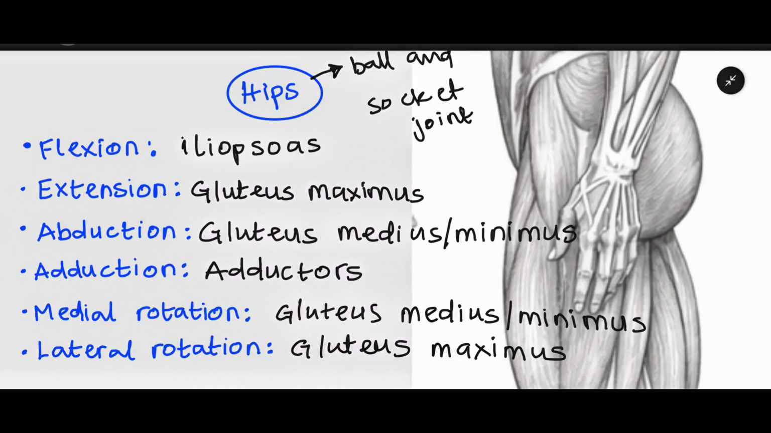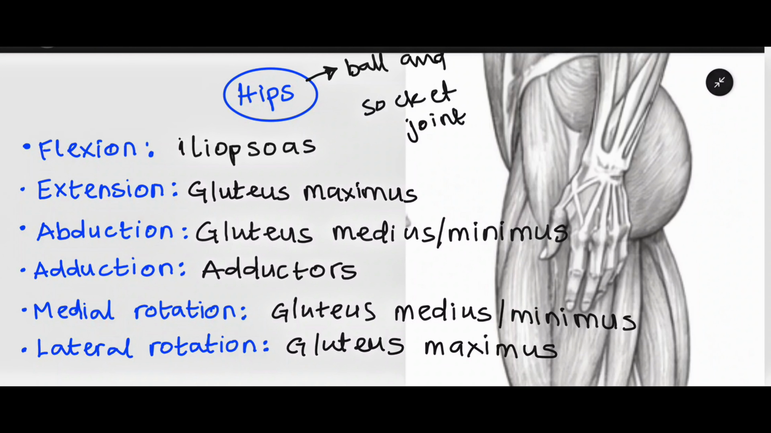Now for hip adduction, where the leg is moving back towards the midline of the body, the agonist, like we've spoken about, is the adductors. So the antagonists are the gluteus medius and the gluteus minimus. Next, we have hip medial rotation, which is internal rotation of the leg at the hip. And the agonist for this, which we have talked about, is the gluteus medius and the gluteus minimus. The antagonist is the gluteus maximus.